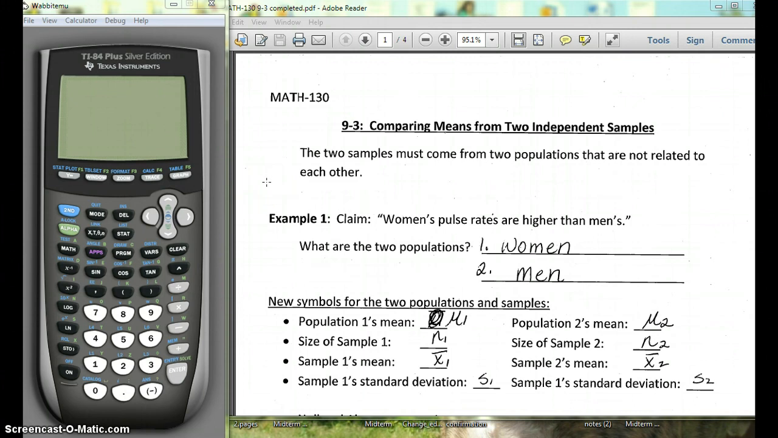Okay, so we'll start with this first example. The claim is that women's pulse rates are higher than men's. So we have two different populations. We'll call our first population the women and the second population the men. And here we'll need to be really careful of keeping track of which one we're putting women in and which one we're putting men in.